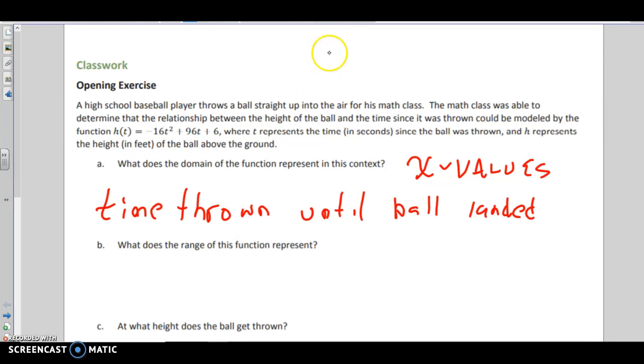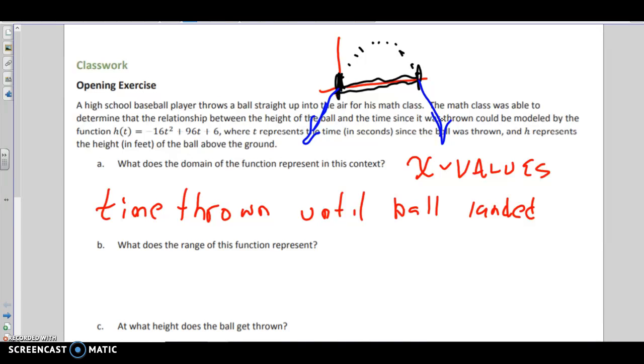So if we want to just sketch out on an axis what's actually going on, we're throwing a ball into the air and it's coming down back to the ground. So the domain represents everything from here to here. Now, with the equation itself, obviously it would continue down here and down here, but that doesn't matter because that has no relevance to the context of the situation.